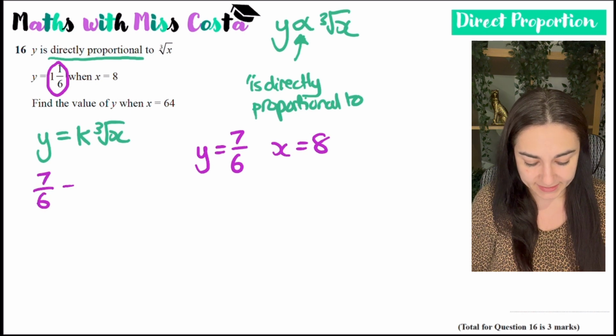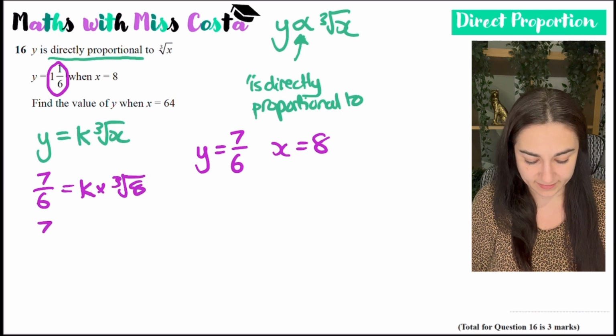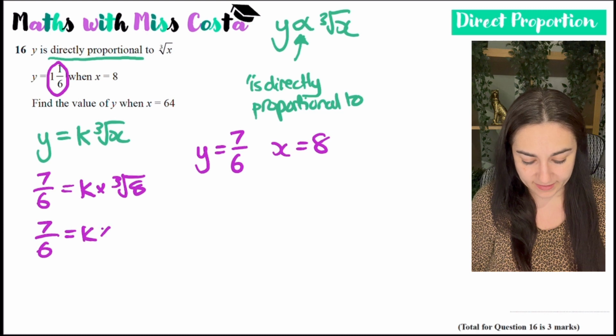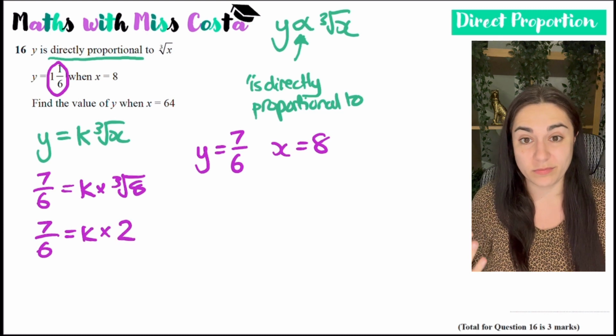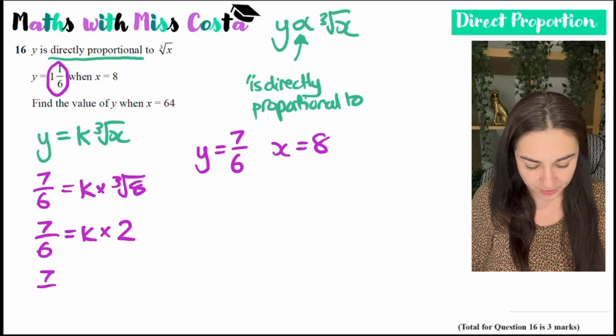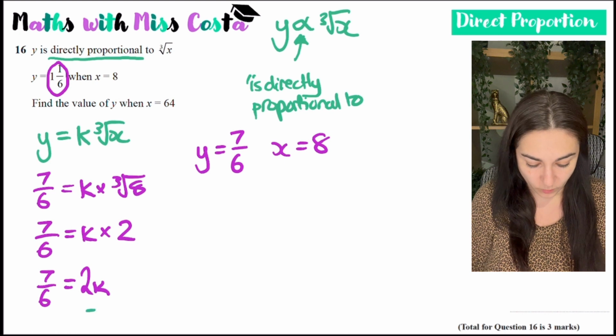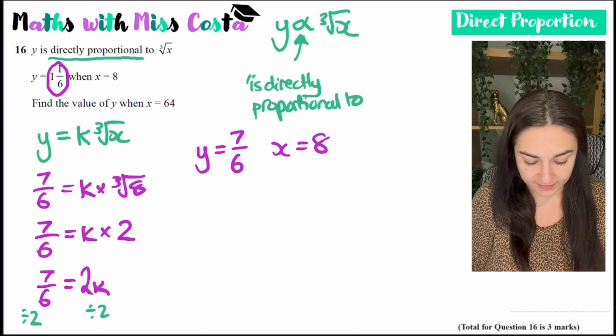So I know that 7 sixths is going to be k times the cubed root of 8. And what's the cubed root of 8? That would be 2. So 2 times 2 times 2 makes 8. That's what the cubed root is. So I know that 7 sixths is equivalent to 2k. To solve for k, I'm going to need to divide both sides by 2.